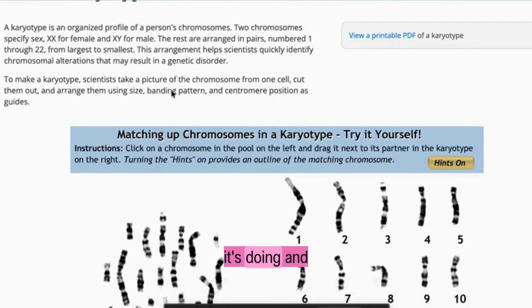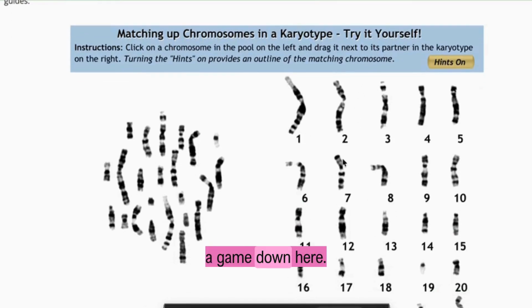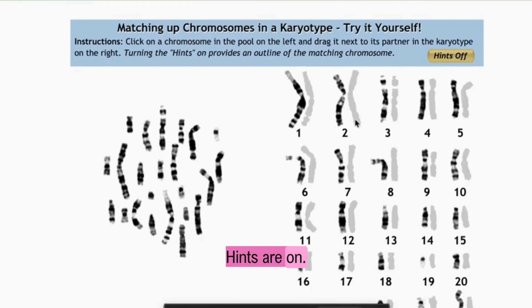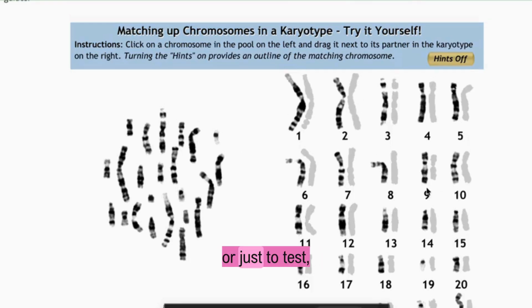It explains what it's doing, and it shows that it's kind of like a game down here. And the hints, let's see, are they on? The hints are on. Okay, if the hints are on, and your child is younger or just to test, you can match the chromosomes like this. Matching up chromosomes in a karyotype, try it yourself. Click on chromosomes in the pool on the left and drag it next to its partner in the karyotype on the right. Turning the hints on provides an outline of the matching chromosome.